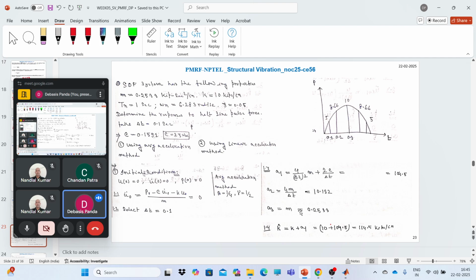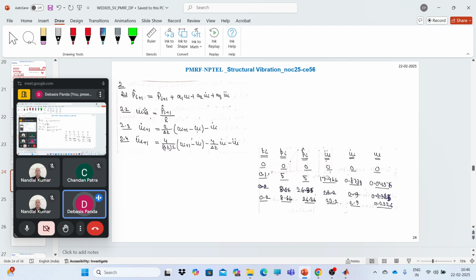Then once we have a1, we can calculate the k hat. Once we have the k hat, we can calculate the p hat on the next stage. Once we have p hat, we can calculate the u, that means the response at i plus 1. It's nothing but k inverse p i plus 1. Now once this u i plus 1 is solved, u dot i plus 1 and u double dot i plus 1 are given. So this is for 0.1 second. For the 0.1 second, you can see all the values I have calculated.